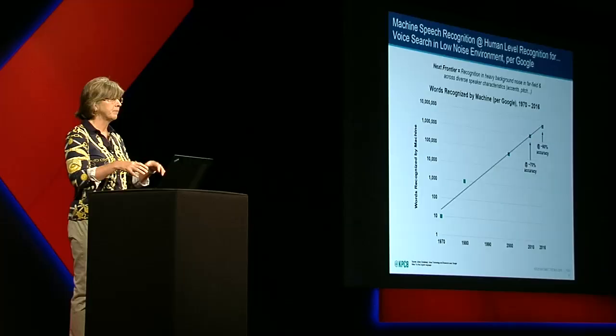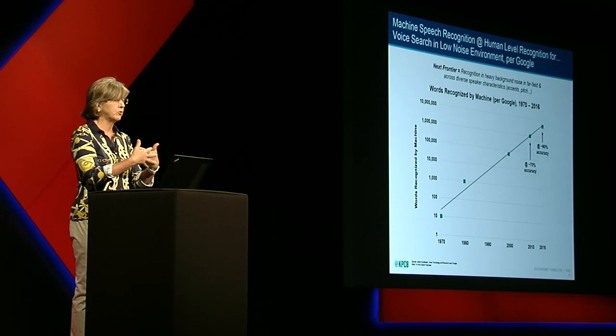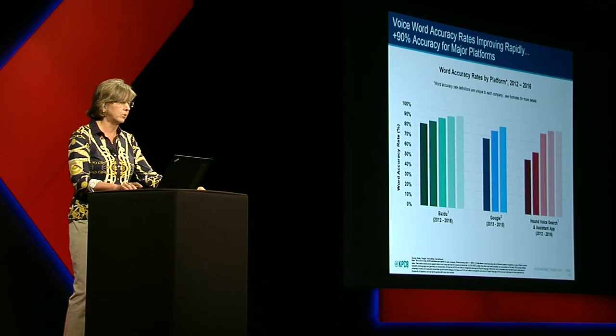The key to success of voice interaction is 99% accuracy and understanding, plus low latency. Google just shared this data. Machine speech recognition is now at the human level for voice search in low noise environments, per Google. Voice word accuracy rates are improving rapidly. We're at 90% accuracy or more for major platforms. This looks at data from Baidu, Google, and Hound.